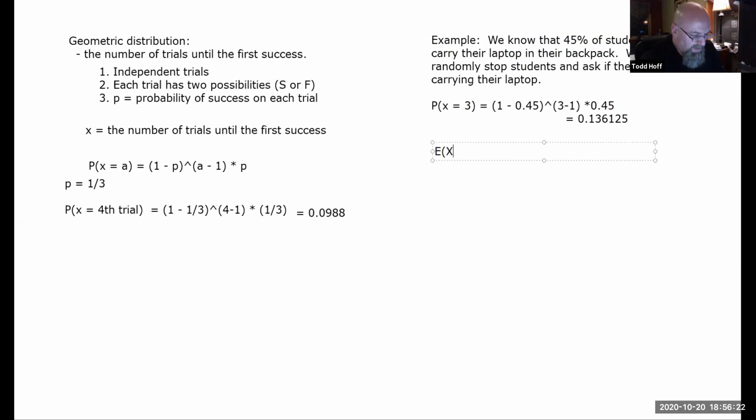The expected value for the geometric distribution is just 1 divided by p. So for this example here, 1 divided by 0.45 is, what is that, 2.222, I believe. Let me double check. It is 2.222. So we would expect on average between the second and third student would be the first one to have their laptop with them. So that's the geometric distribution.